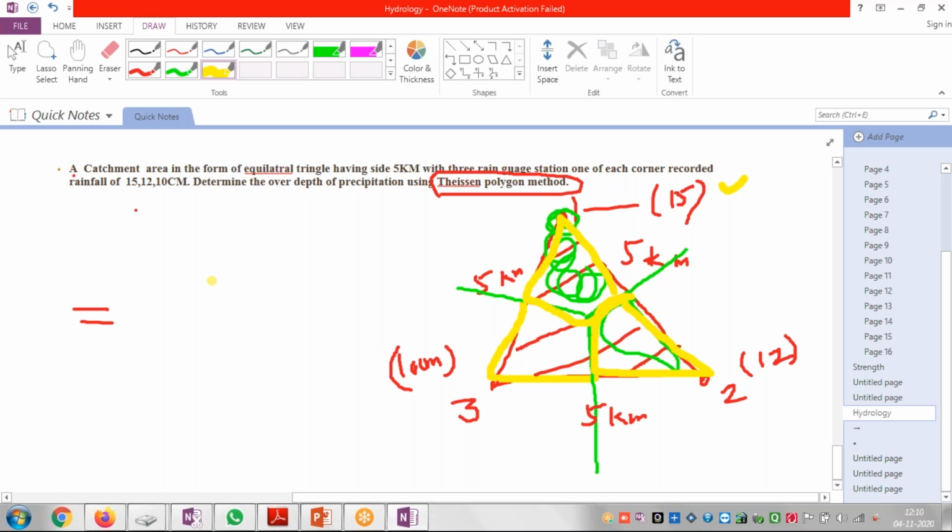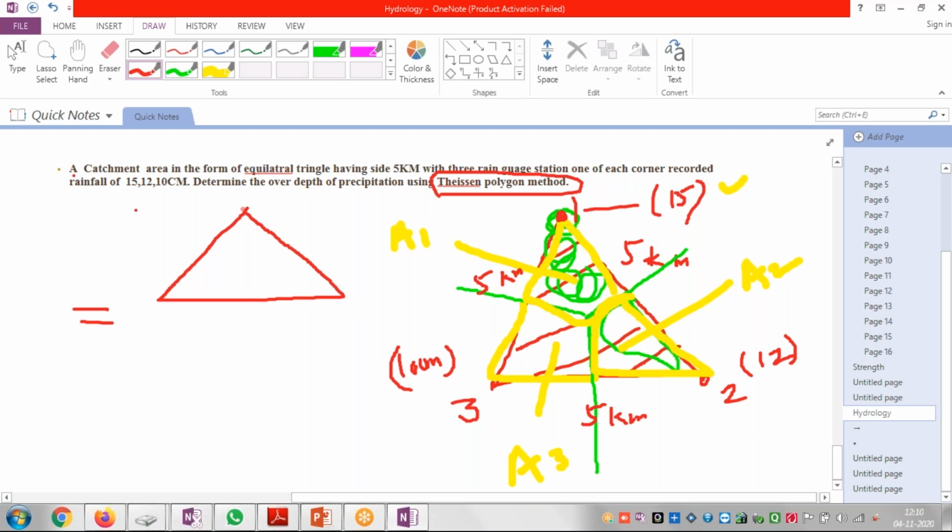So we have to find using the Thiessen polygon method. First of all, we have to find what would be this area. I say this is A1, this is A2, and this is A3. So what would be A1, A2, A3? Before finding A1, A2, A3, we have to find the area of this whole triangle. I say this is A, this is B, and this is C. And I will draw one perpendicular to this; I will say this is A dash.